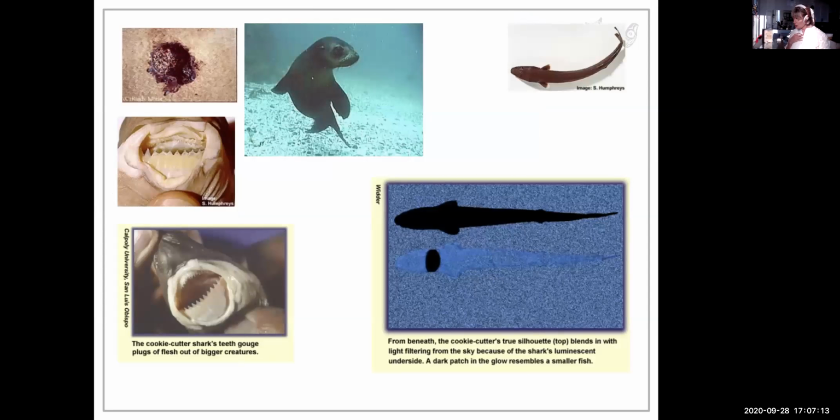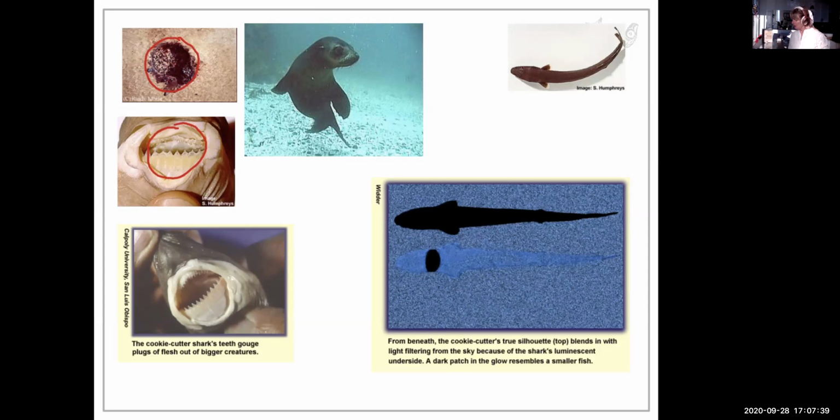There's some very unusual sharks. So this is the mouth of a cookie cutter shark. And its method of predating is really odd. It clamps onto prey and then it twists itself like a corkscrew and it takes out a piece of the prey. And it doesn't necessarily kill them. It's called a cookie cutter shark.